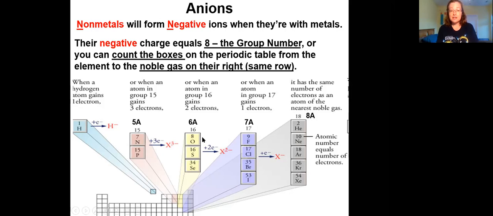The ones in group 6A, oxygen, sulfur, selenium, these guys are 2 groups away from the noble gases. They'll gain 2 electrons. Oxygen will go from having 8 total electrons to having 10 total electrons, just like neon. Sulfur starts with 16, comes near a metal, or maybe more than 1 metal atom. They give them electrons, and now he's up to sulfur with a -2 charge and the same total number of electrons as argon, who's in his same row.